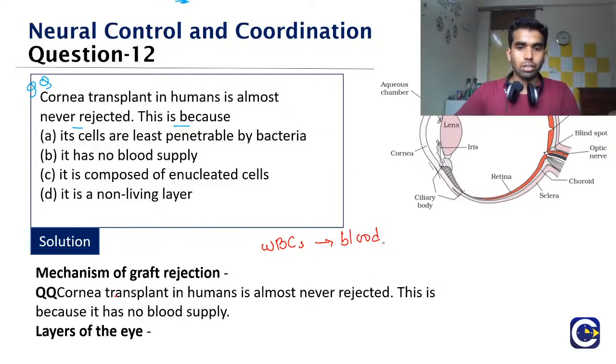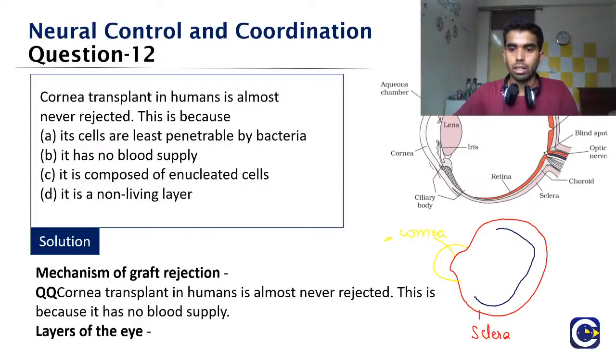So each and every region where a blood vessel is present, the WBC will reach, and then this WBC will try to attack the foreign substance, isn't it? But there is one speciality about the cornea, and that is the cornea doesn't have any blood vessel, and hence the WBC cannot reach that area, and because of that the transplant is almost always a success and it is never rejected. So yes, the correct answer is option B, that it has no blood supply.